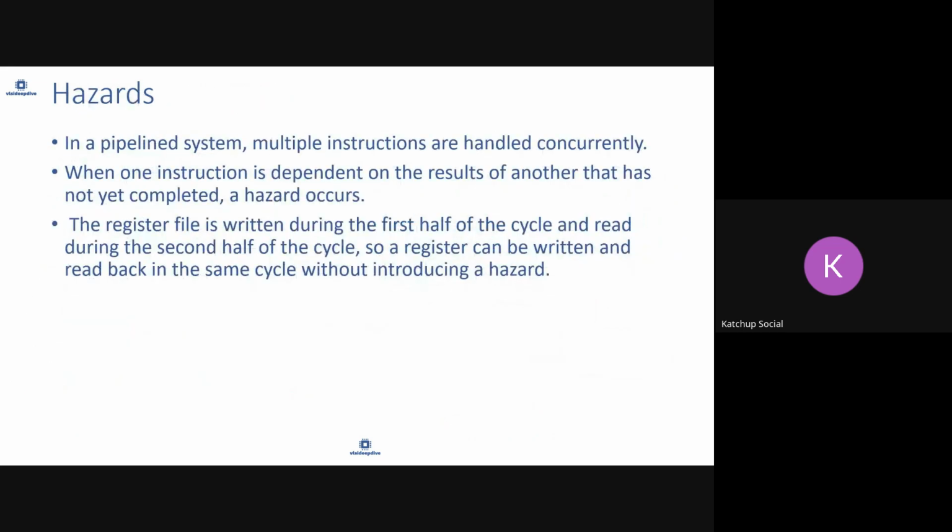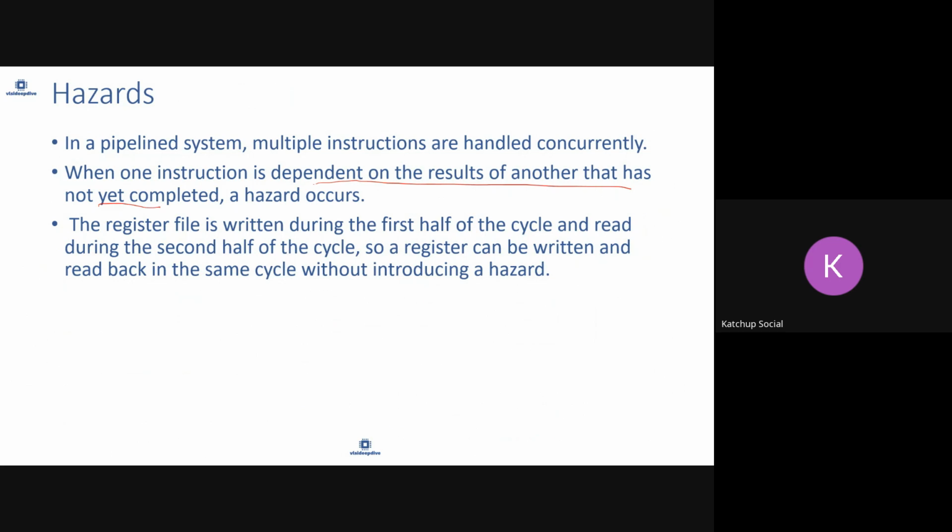Now let's go into more detail about this hazard, right? In a pipeline system, as we are understanding, multiple instructions are handled concurrently. At the same time, you are handling multiple instructions. Now, when one instruction is dependent on the result of another instruction which has not yet completed, a hazard will occur. So since instructions are running in parallel, if the previous instruction on which this one is dependent has not completed, the hazard will occur.